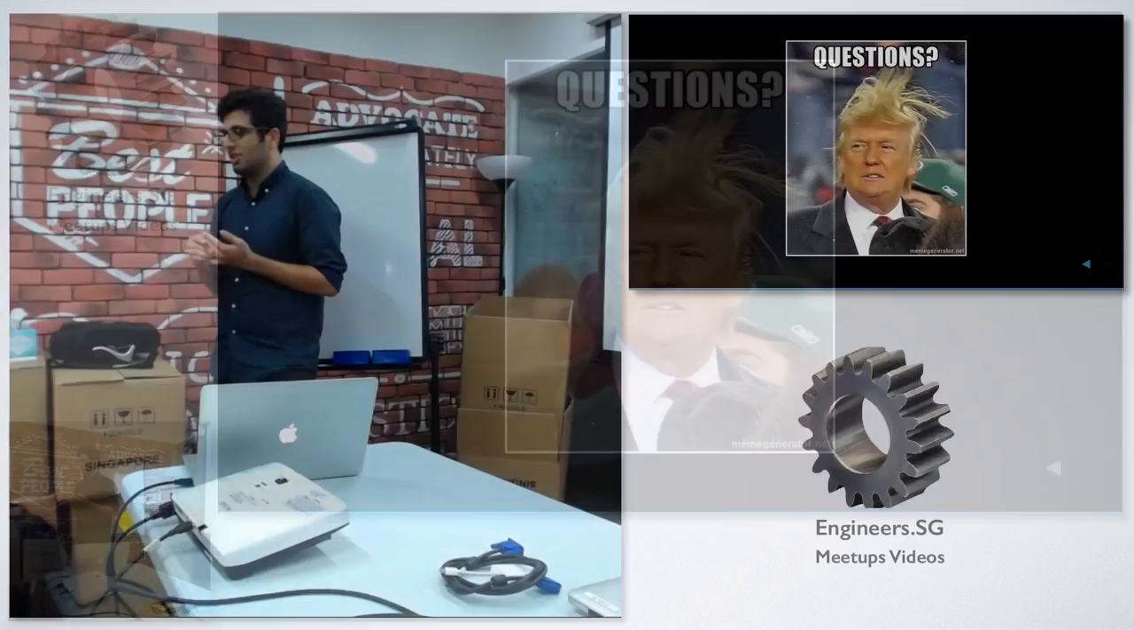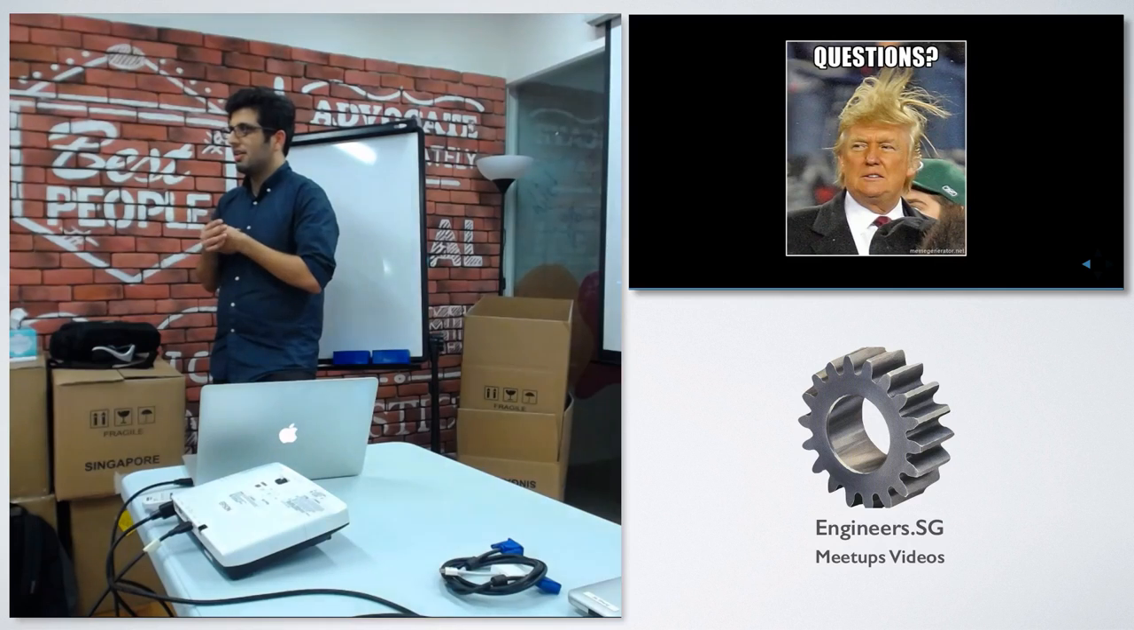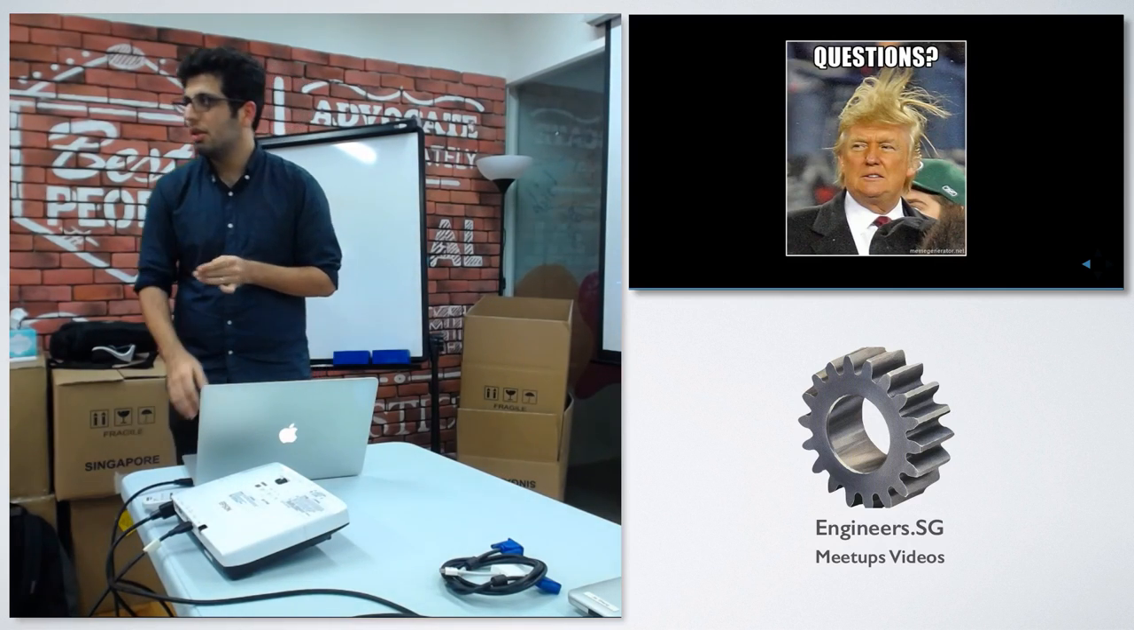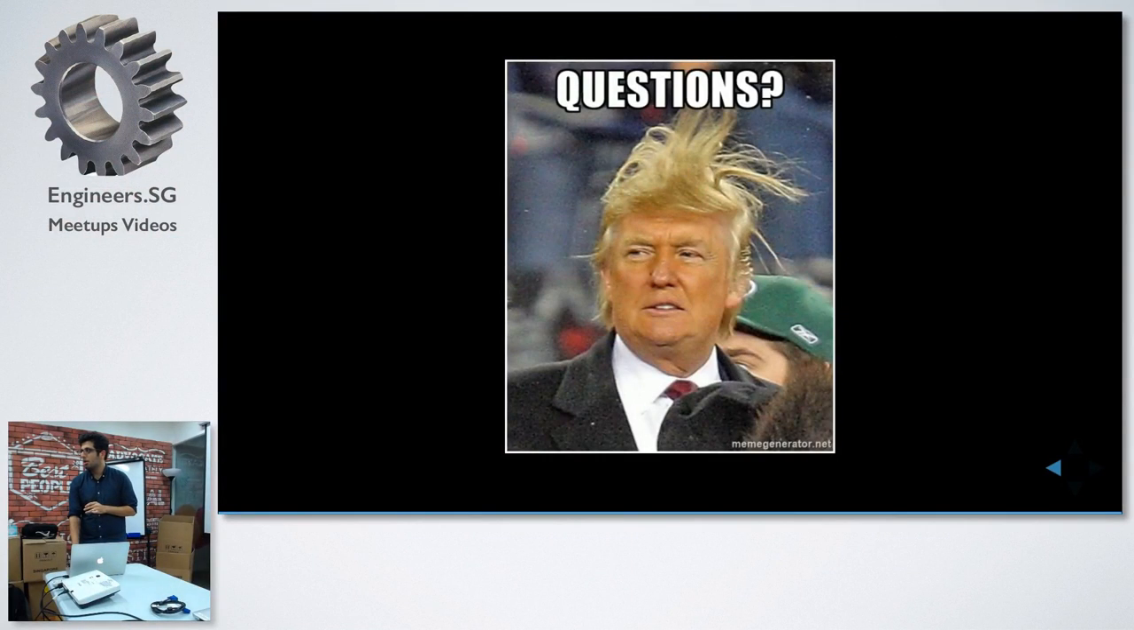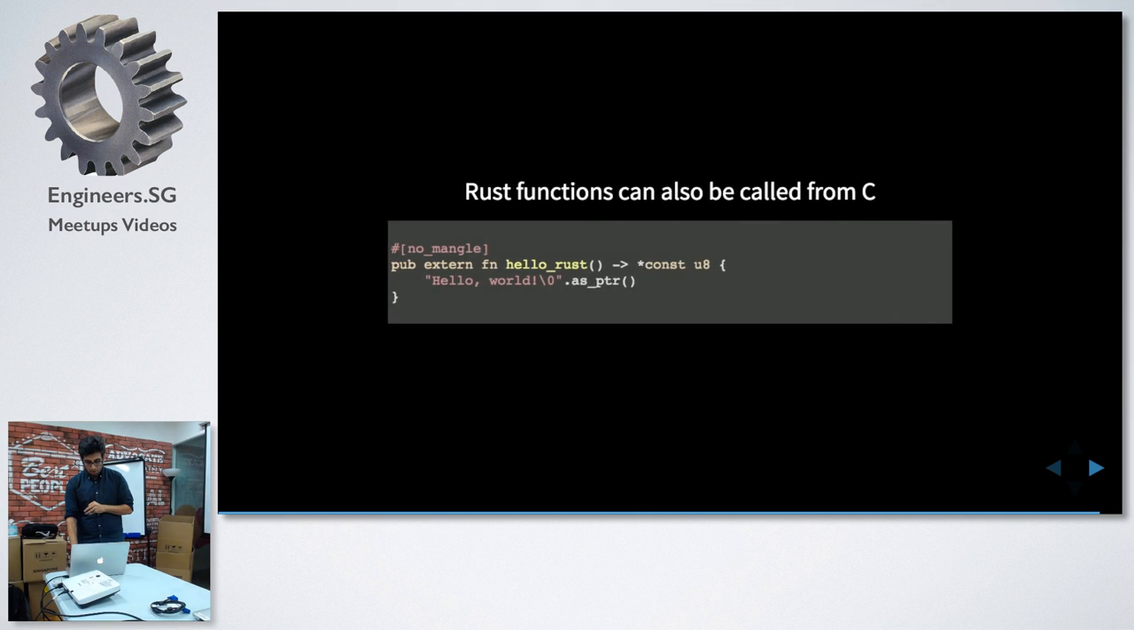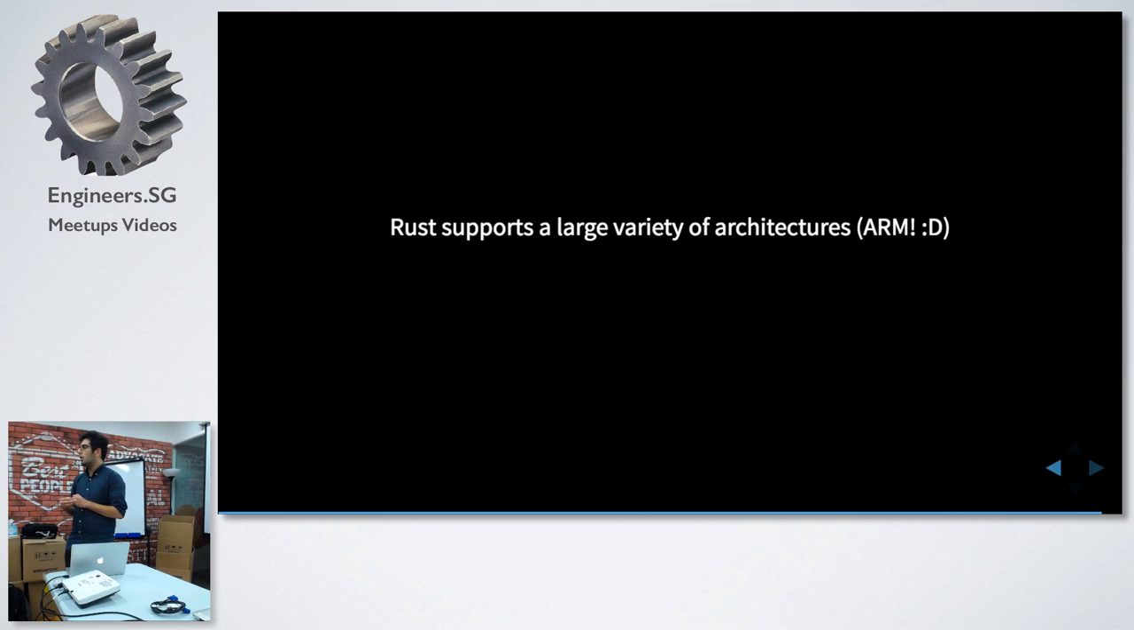Yeah? I have a question about the very last slide. So how low can you go? Is there some runtime around the code which is emitted by the Rust compiler? Would it theoretically be possible? What do you mean? Like program a microcontroller in Rust? Yeah, you can program a microcontroller in Rust, because anything you can do in C, you can do in Rust.